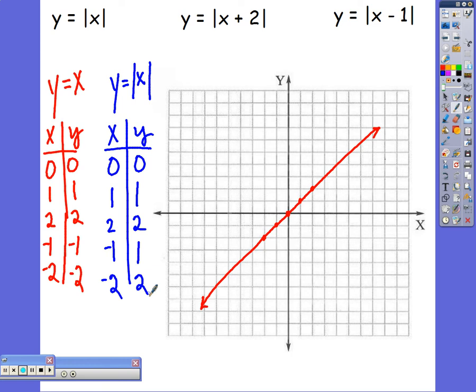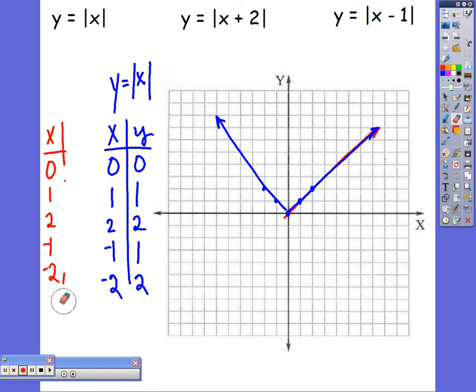We're just going to graph them on the same line here. So we get 0, 0, 1, 1, 2, 2, and then when we do the negatives, it's -1, but this time it turns to a +1. -2, +2. So we find out that this is actually a V shape. For an absolute value, it's the V shape.